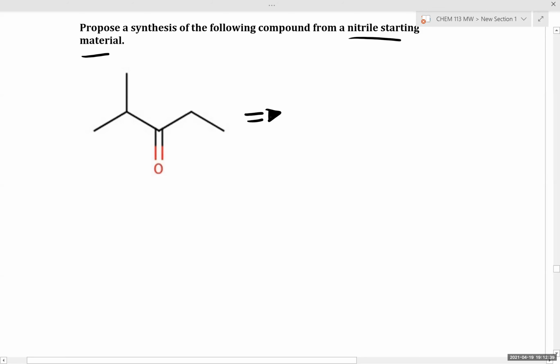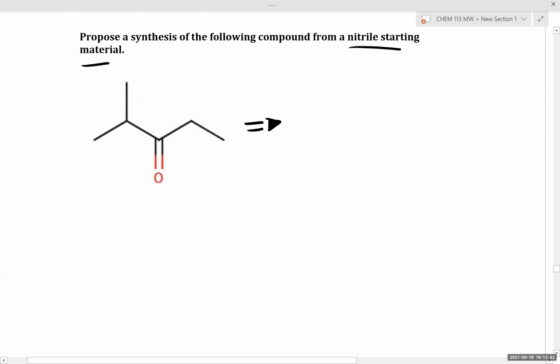So does anyone have a proposal? Would anyone like to share their proposed synthesis of the following ketone from a nitrile? What do our nitrile starting materials look like for this reaction? Okay, we have one student thinking, okay, I'll break this bond, and that gives us ethyl magnesium bromide and the following nitrile. Okay, that's one disconnection. What's another disconnection that we can think about retrosynthetically?